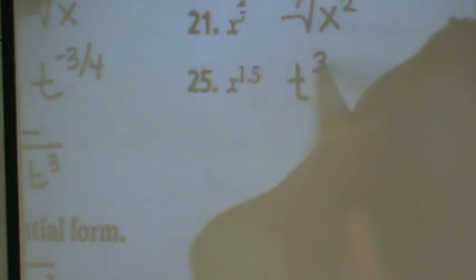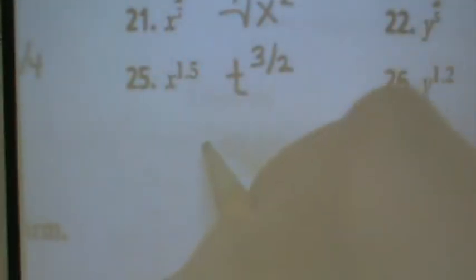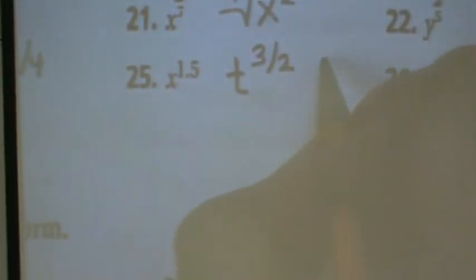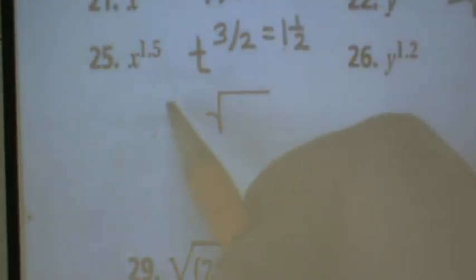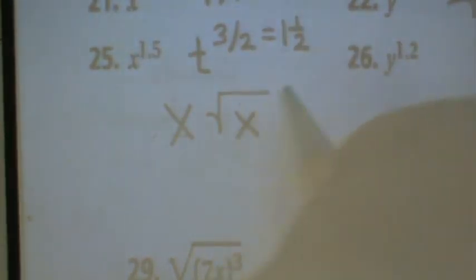How do you write 1.5 as a mixed number? Well, actually, you don't have to write it as a mixed number, but some people like to. So that's 1 and 1/2. So how would you write that now? Oh, I'm sorry, it's an X. That was a T. X times square root of x? It's an X, you guys. X, square root of X.